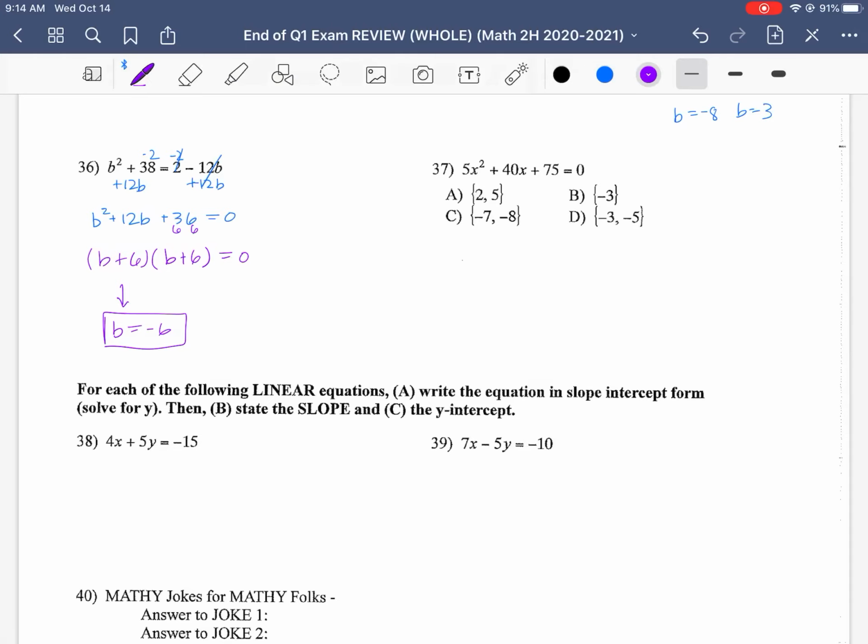Okay, 37. We're factoring out a 5 on this one. It looks like it's already equal to 0, so we just need a greatest common factor there. If we divide out a 5, we get x squared plus 8x plus 15 equal to 0. And 15, the factors would be 5 and 3. So we would get x equals negative 5 and x equals negative 3. Answer would be D.